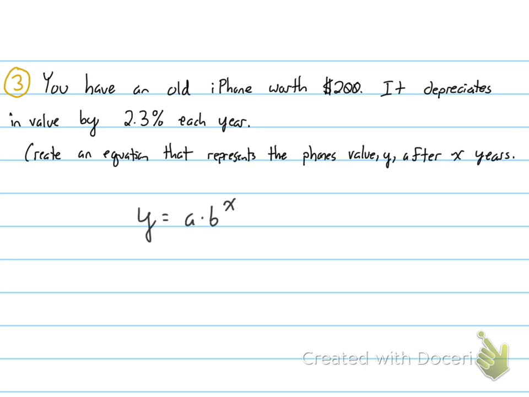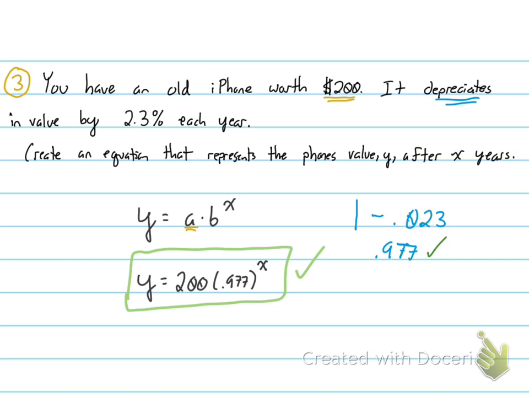So still using our equation, I'm going to start with that 200, but since I'm depreciating in value, or it's obviously going to be worth less over time, I'm going to be subtracting that 2.3%. So I'm going to be subtracting 0.023, which comes out to 0.977. So that would be my function. y equals 200 times 0.977 to the x power.